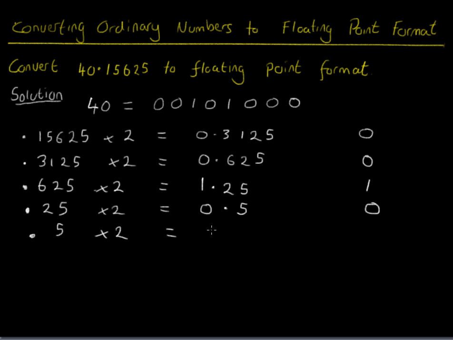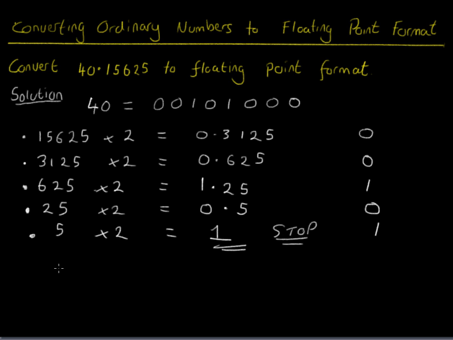What do I get this time? Well, I get a 1. Okay. Well, it's equal to 1, it's bigger than 1. What I'm going to do at the side here is record a 1. But the key thing is, when you get to 1 there, what you do is you stop. So this process is stopped. So 40.15625 as a number in floating point format, and it could look like this.